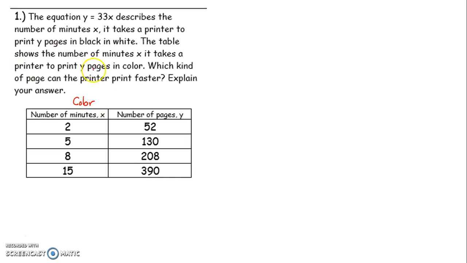So the table to print pages in color, so this is the color pages. Then they give you an equation for the black and white pages. So let's take a look at that equation. To print the black and white pages, y equals 33x. As I look at this table, I say, wouldn't it be good if I had a table for black and white? It might be easier to compare them, because sometimes if we put information in the same form, it's just easier to compare. So we could either take this table and make it an equation, or take our equation and make a table to compare the information. So that's what I'm going to do.